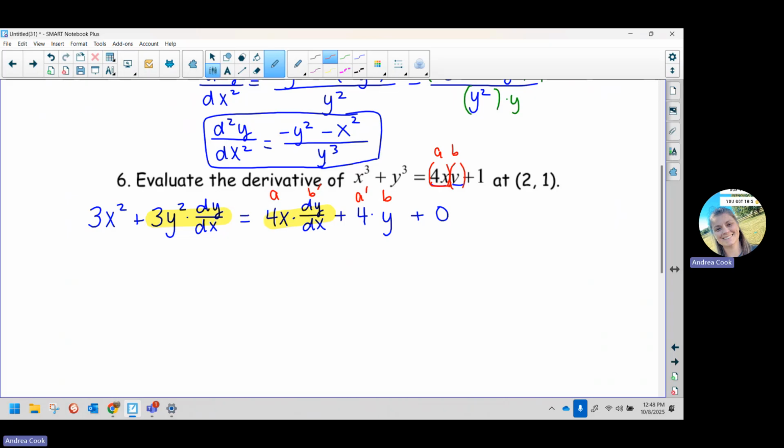By a show of hands, how many of you moved the dy over dx to the left side? How many of you moved it to the right side? Okay, we're about half. I'm going to move it to the left. It's okay if you moved it to the right. We're going to get the same answer eventually.